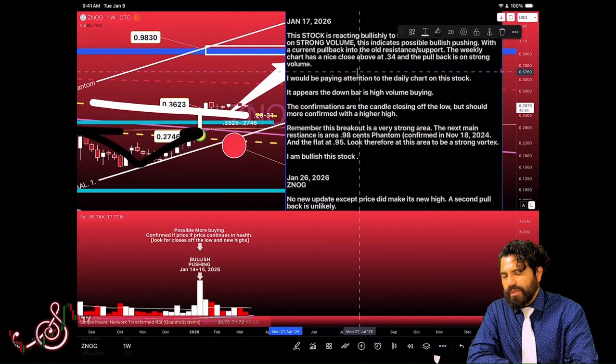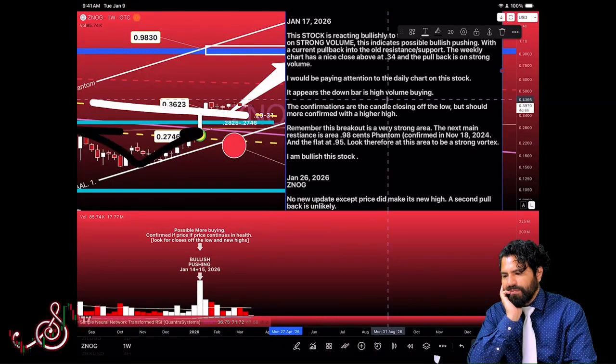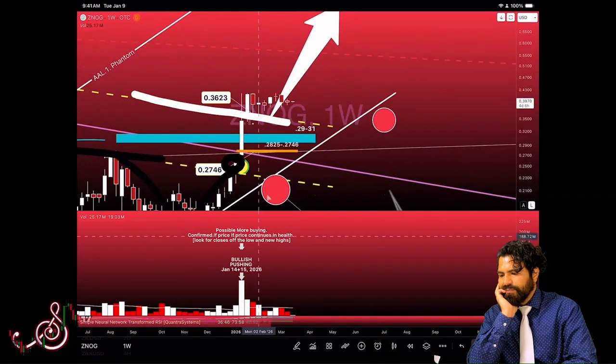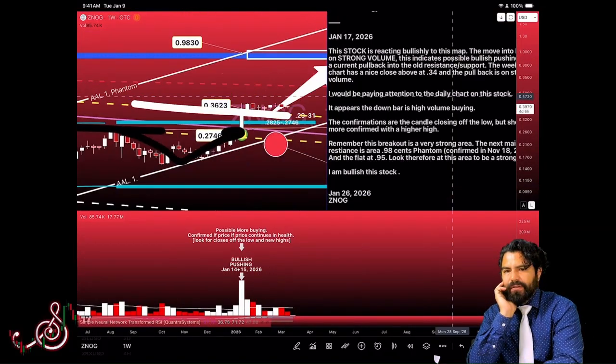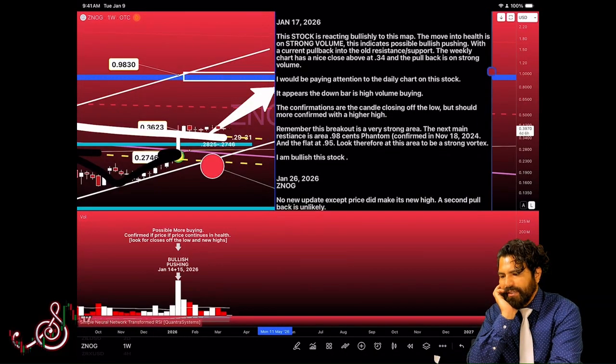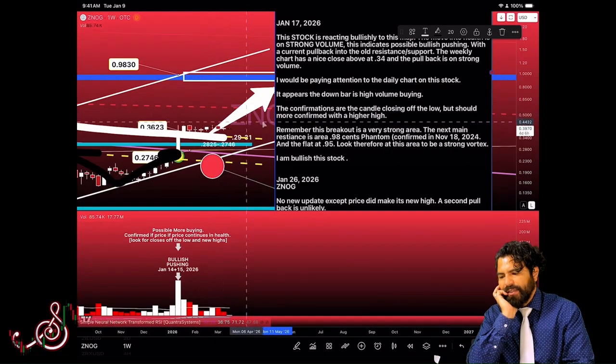On the pullback in the support is on strong volume. It appears the down bar is high volume buying. So we had a down move with high volume still. Maybe there's some buying coming in there, is what I was believing at the time. The confirmations are the candles closing off the low, but should be more confirmed with the higher high. So we need to get a higher high.